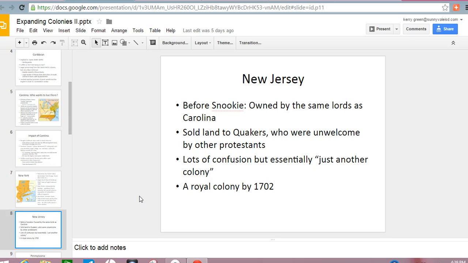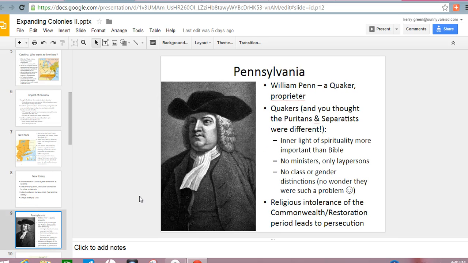They sell their land to the Quakers. The Quakers are unwelcomed by the Puritans. Quakers are perceived as being kind of strange, and they take Protestantism to a whole new level. And I'll talk some more about them when we talk about Pennsylvania. So they sell part of it to them, but it's not dominated by Quakers by any stretch of the imagination. And it's just another colony. It very quickly becomes a royal colony by 1702.